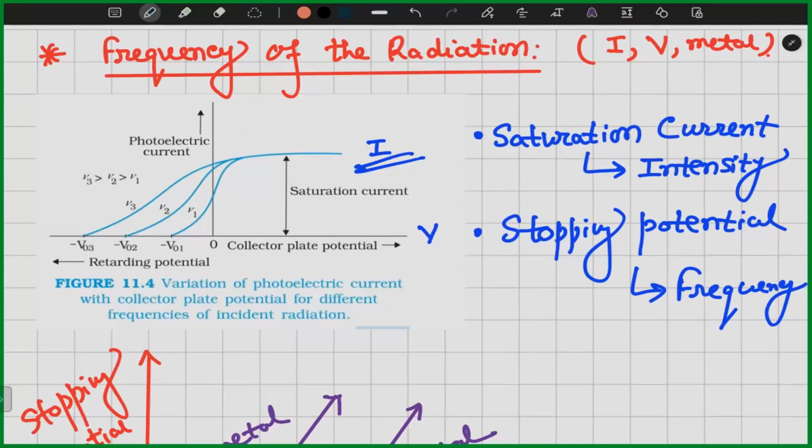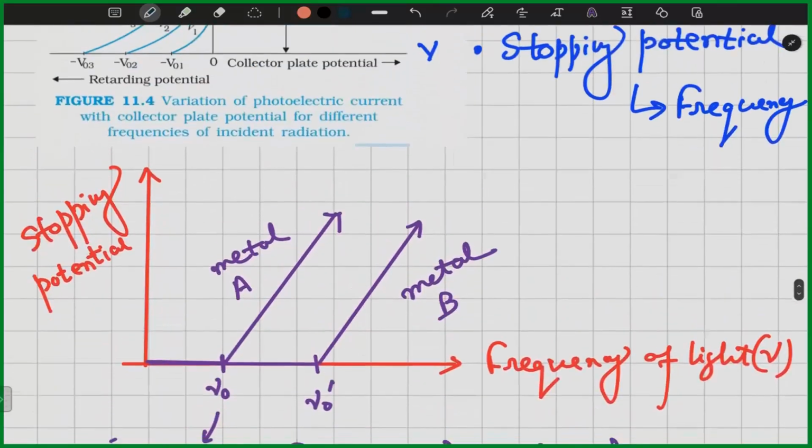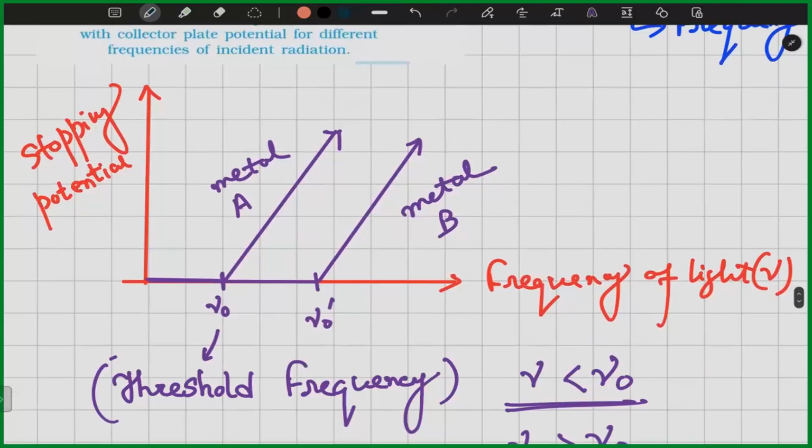So these are two interesting results we obtained: the saturation current strictly depends on the intensity of the radiation, but the stopping potential strictly depends on the frequency of the radiation. And here we can see that the stopping potential depends on the frequency linearly, but there is a certain frequency bound, a minimum frequency nu0 that is required. If the frequency is less than nu0, there is no photoelectric current, no electron will emit from the C plate. So there is nothing to study. That frequency is called the threshold frequency, nu0.